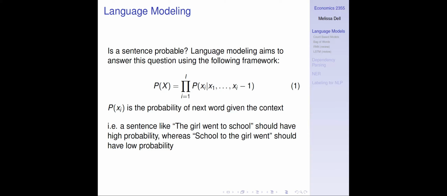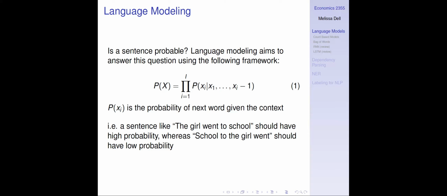If you have "the girl," there's a high probability that "went" comes next. "The girl went to," there's a high probability that "school" comes next. And you just multiply those probabilities. How much of the context you take into account is going to vary with the model, but that's the general idea: how probable is it that the next word in the sentence appears?